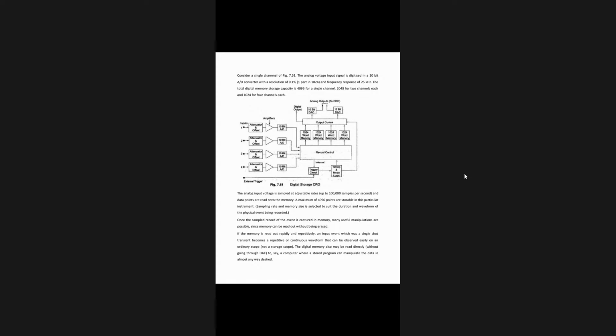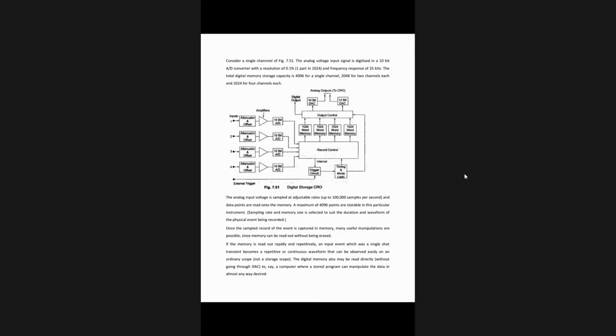So here is the first channel, the second channel, third channel, fourth channel, and the external trigger is given to the trigger input. After the 4 inputs, it is given to the amplifiers. Then it is given to the 10-bit A to D converter. So the input is in analog form, and I have to convert this analog input into digital. So I have to use the 10-bit A to D converter that I am using here, which converts the analog signal into digital form.